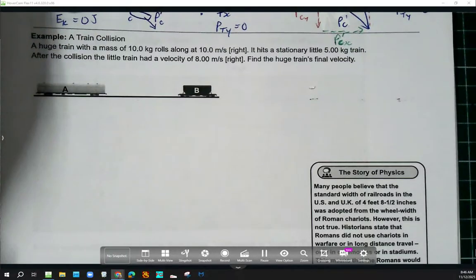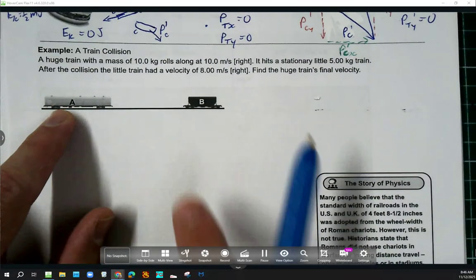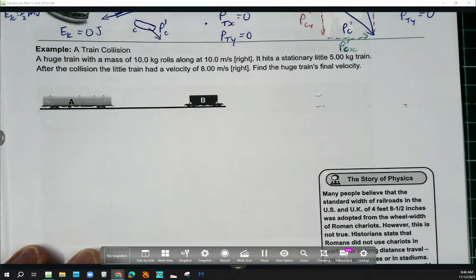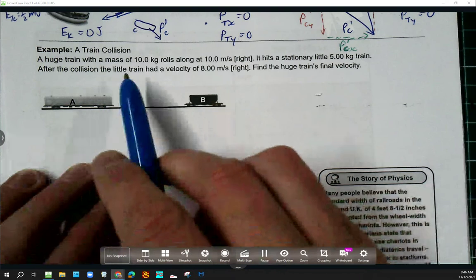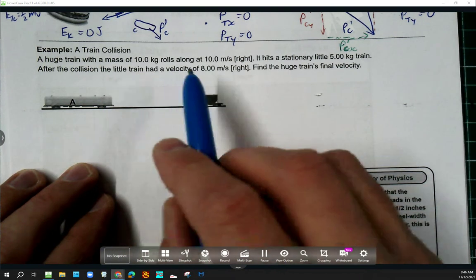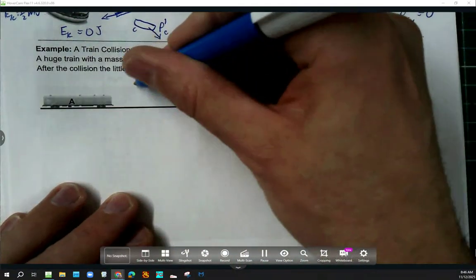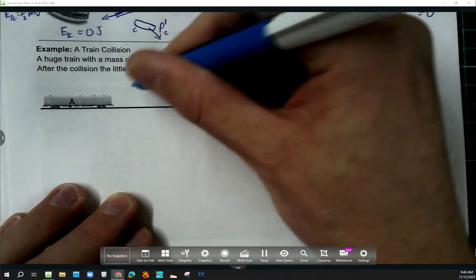Train scenario, and I've got train A and train B. I'm so tempted to make this like a Thomas the Tank Engine sort of story, but I'm not going to do it. I've got a 10 kilogram train, and it's rolling along at 10 meters per second, so nice round numbers, to the right. We should give ourselves a reference frame, because momentum is a vector.